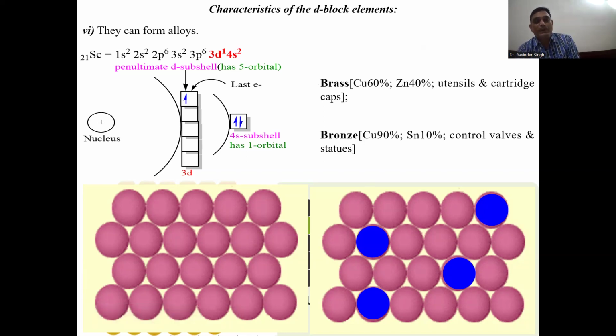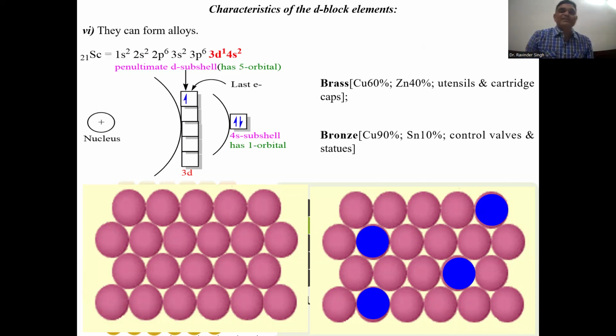Next one is the bronze. If that is the crystal lattice of the copper, and these blue atoms here are the tin, it means if the composition of the crystal lattice is 90% copper and 10% tin, that is the bronze. You have already heard about the bronze medal. So bronze can be used in control valves and statues also. So that is about the alloy.